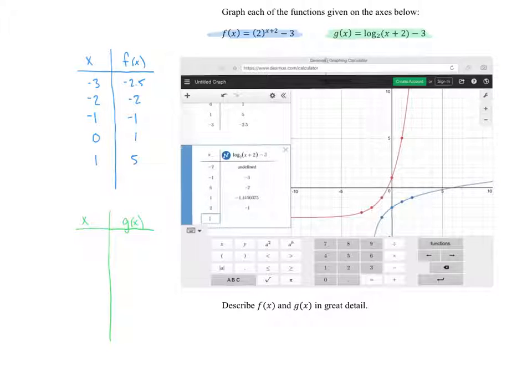I've got some points here for my g of x function, but I only see 3 points. And I'd really like to have at least 4, ideally 5. So what I'm going to do is replace this -0.2, because this function becomes undefined if I go that far. I'm going to see what happens if I go to -1.5.